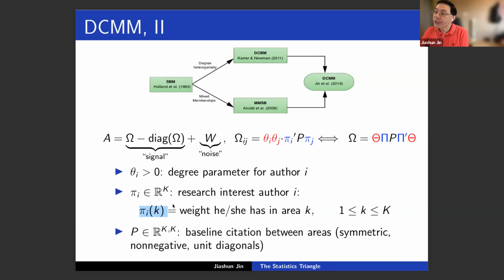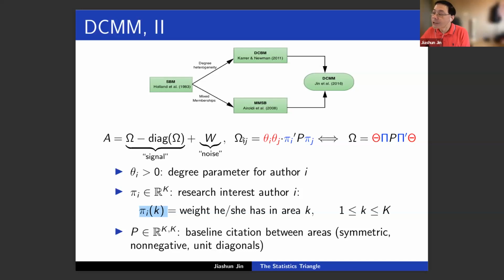In order to model that, in the baby version of the stochastic block model, we do not model either the severe degree heterogeneity or the mixed membership. If you want to model the degree heterogeneity, you have the degree corrected block model. If you want to model the mixed membership, you have the mixed membership stochastic block model. If you want to model both, then this is a degree corrected mixed membership model. For the citation network, it's clear that we have to model both. So we have this model.